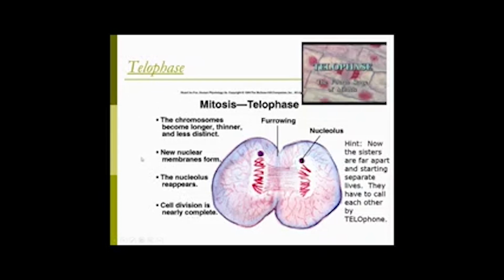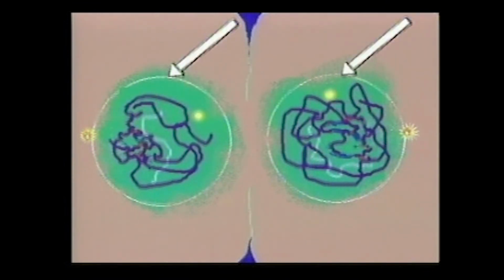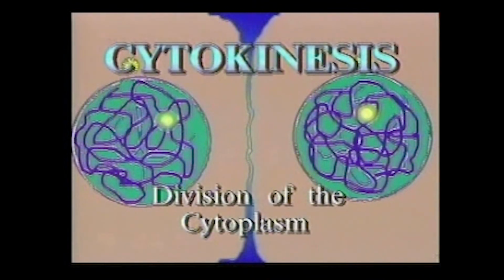Pretty fast, quick stage. Telophase is defined as the stage of mitosis when the new daughter chromosomes change back into the threads of chromatin and new nuclear membranes begin to form. Also during telophase, new nucleoli appear in each newly forming nucleus. As the final stage of mitosis concludes, the cytoplasm divides in half as cell membranes close up around the two new daughter cells. This final process of cell reproduction is called cytokinesis.